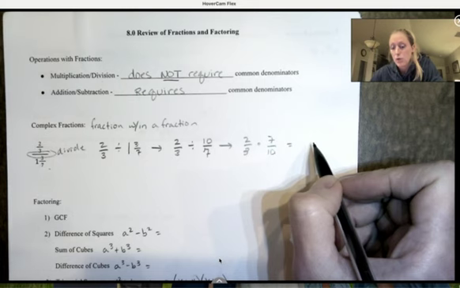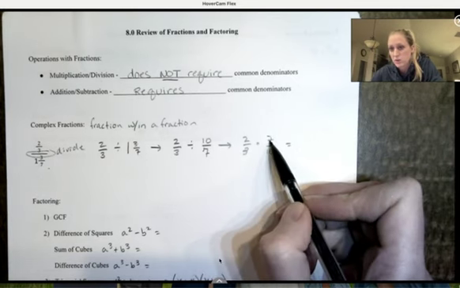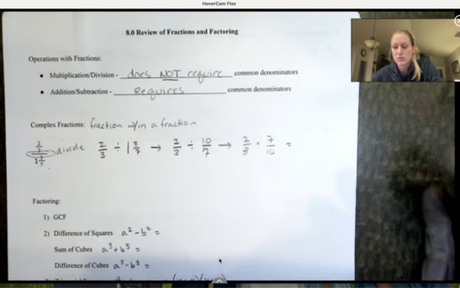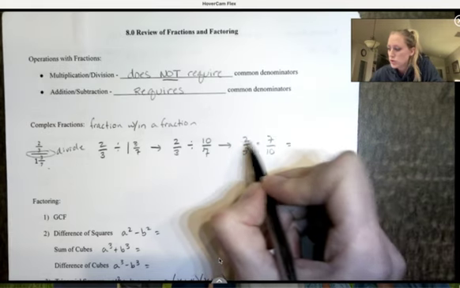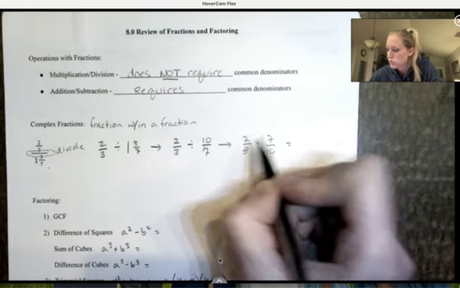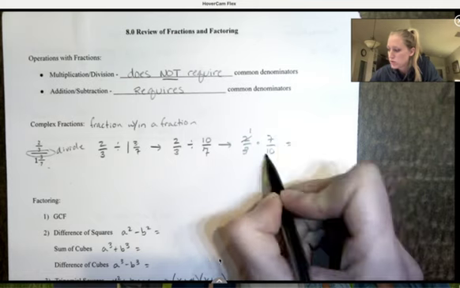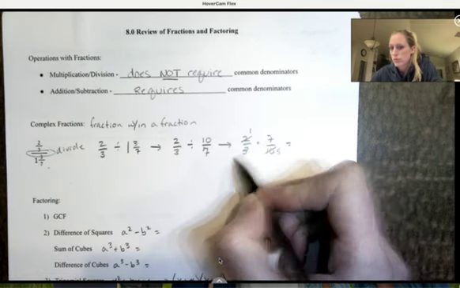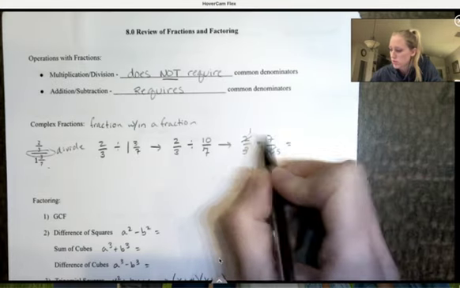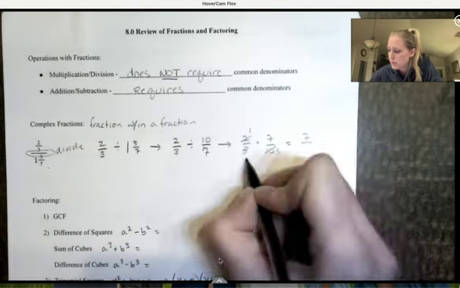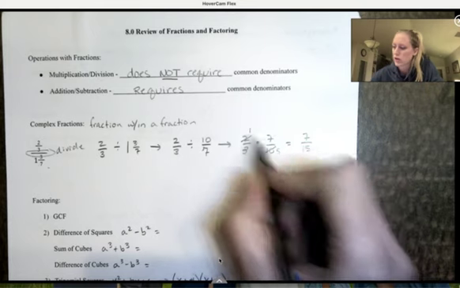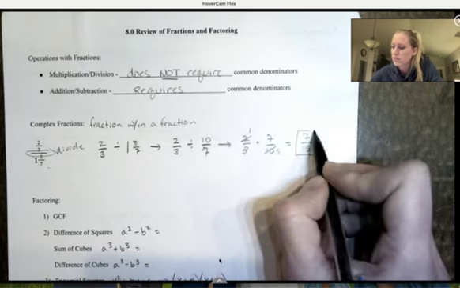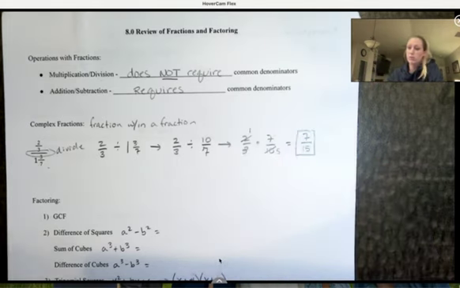I can do that, or I can cross simplify as well. The benefit of doing this is then I don't have to deal with big numbers in the end. 2 and 10 go into each other. 2 goes into itself once. 2 goes into 10 5 times. I can do that diagonally. 3 does not go into 7, so I can't do that. So now I have 1 times 7 is 7, 3 times 5 is 15. The benefit of cross simplifying is I don't have to reduce in the end. I reduced before I multiplied. And also then I'm dealing with smaller numbers, which is a little bit easier to do in your head.